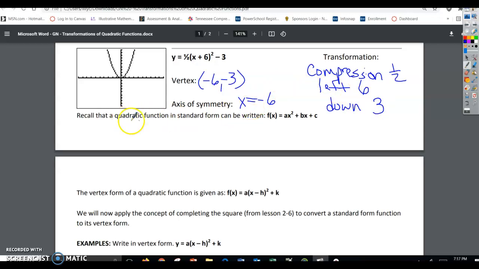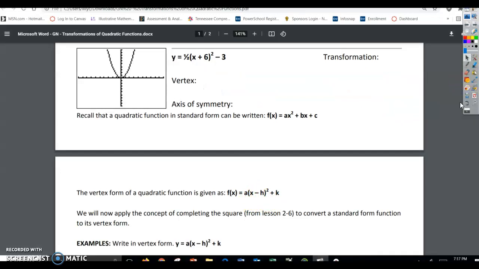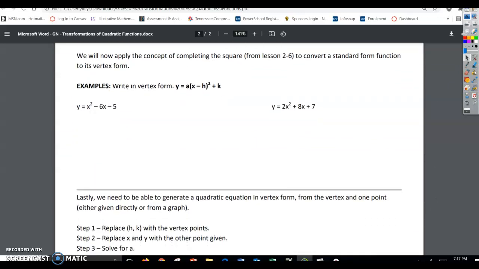All right, it says, recall that a quadratic function in standard form can be written f of x equals ax squared plus bx plus c. The vertex form of a quadratic function is given f of x equals a times (x minus h) squared plus k. We will now apply the concept of completing the square to convert a standard form function to its vertex form.